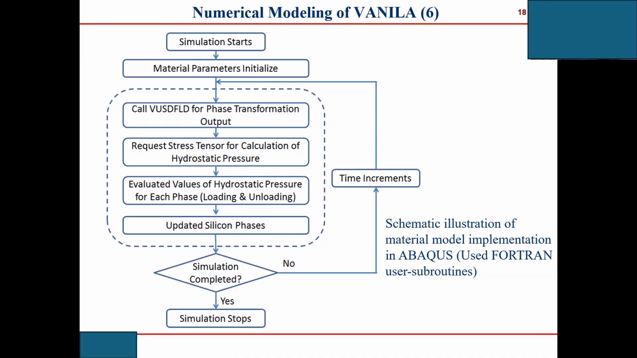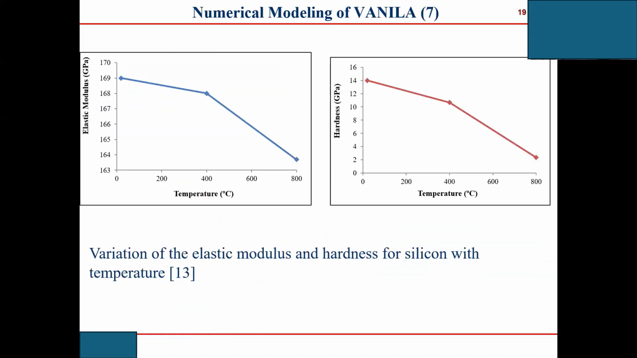And this is a vanilla nanomachining. So here is a variation of elastic modulus. Because the silicon's elastic modulus, or we call Young's modulus, and also hardness, are temperature dependent. And we get this curve, and we have these three points, and then we use this linear, straight line, to interpolate the values for the temperatures in between.